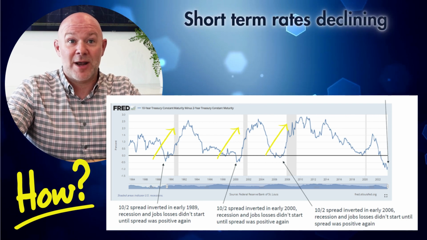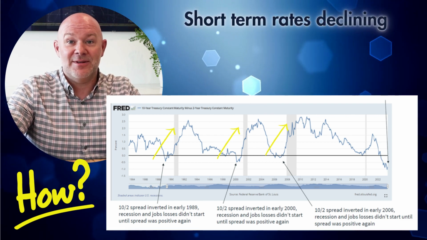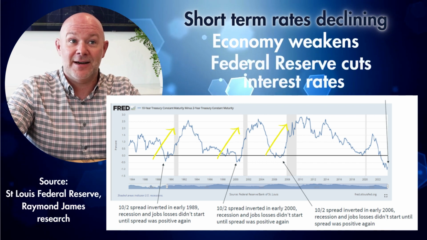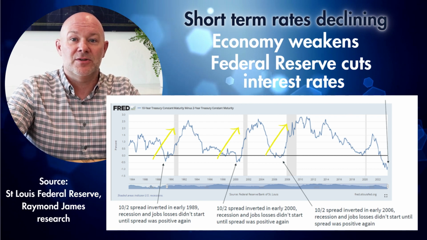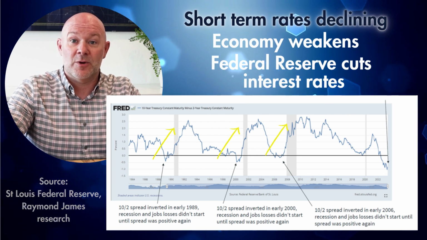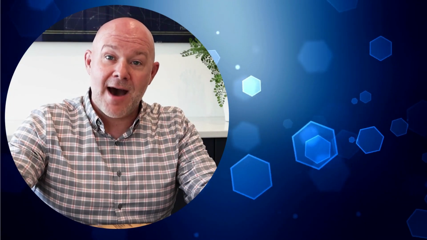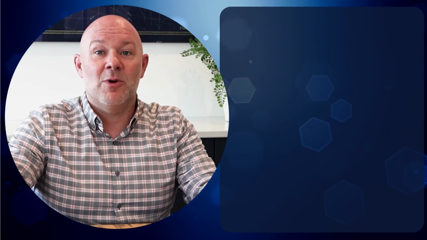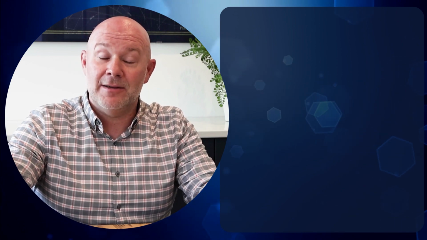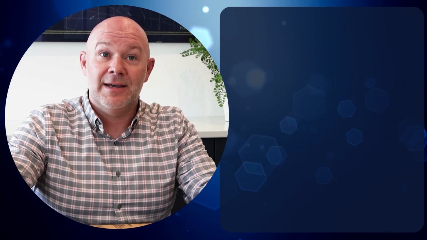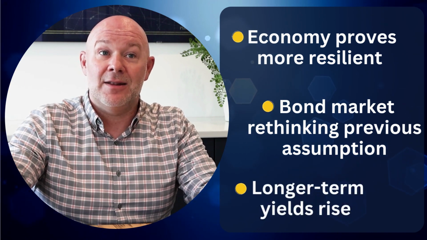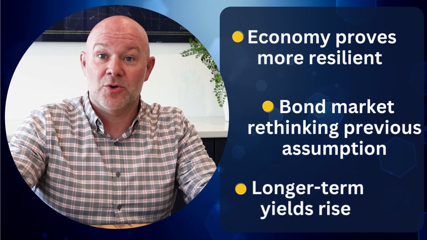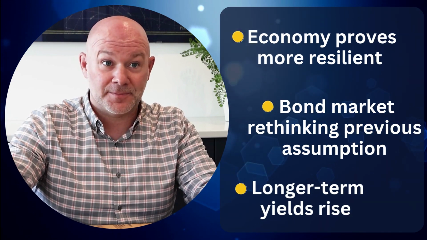Historically, it's short-term rates declining. That generally happens when the economy weakens and the Fed cuts interest rates. This was sort of the market expectation in the second half of 2022 and into the early part of 2023. Now, not that that's out of the picture, but what we're seeing is perhaps another way we could have a normalized yield curve, and that could be the economy proving it's more resilient, the bond market rethinking the previous assumption, and longer term yields actually rise while shorter term yields maybe stay where they're at.